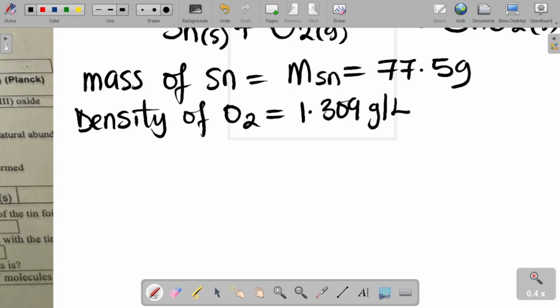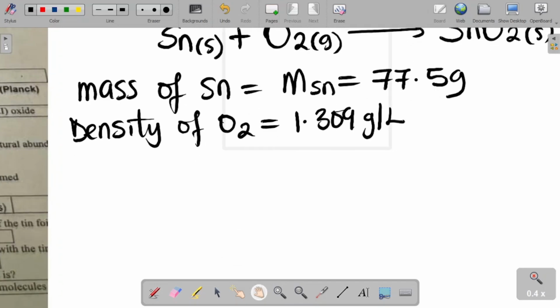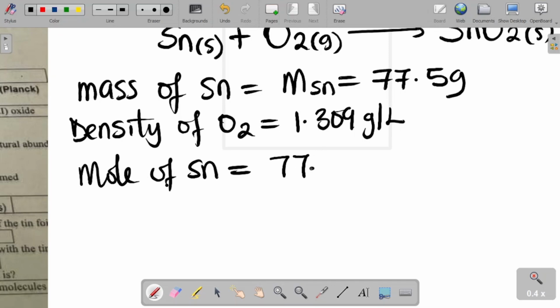You have this. Okay. What's the first thing to do here? Our first task is to get the mole, the number of moles of tin. Now we know that mole is equal to the mass of tin, whose value is 77.5. That's the mass of tin. Mole is equal to mass all over the molar mass.